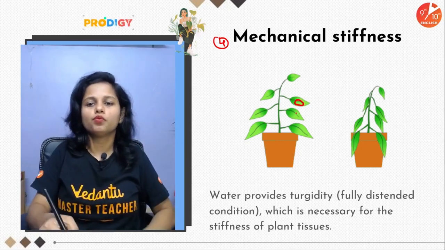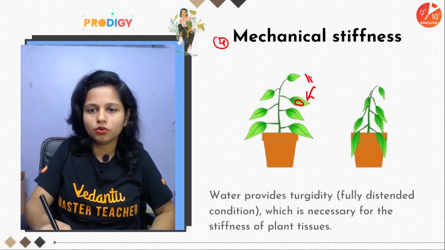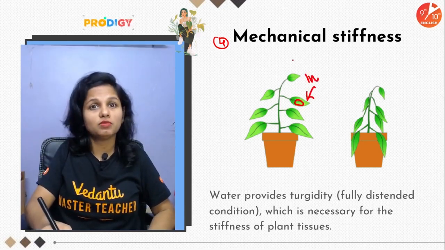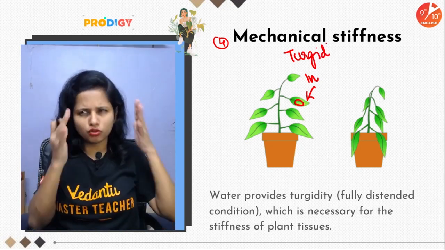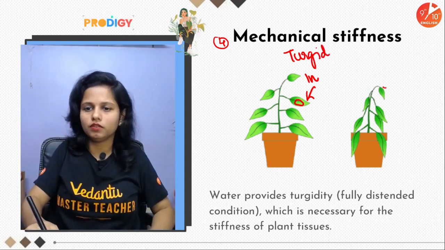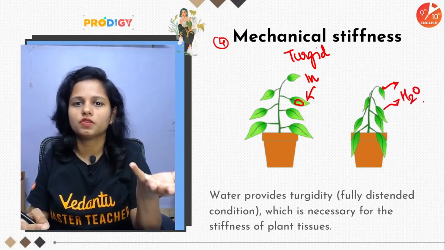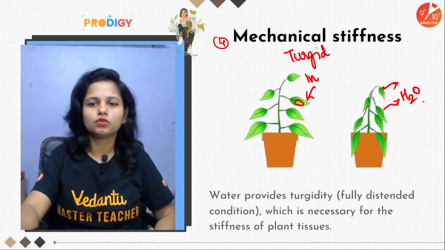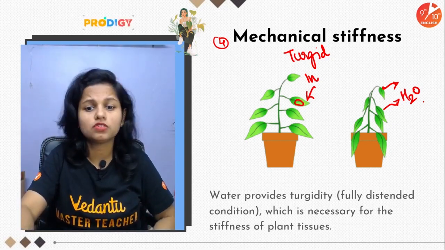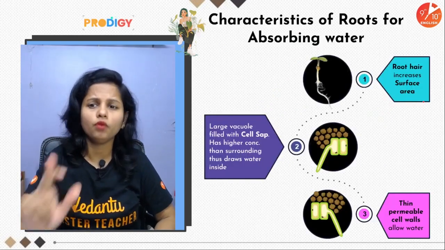And yes, when the water is taken in, the plant parts become stiff, what we call turgid. And when too much water is lost, the leaves become flaccid. Turgid, flaccid. So mechanical stiffness is definitely imparted by the water.